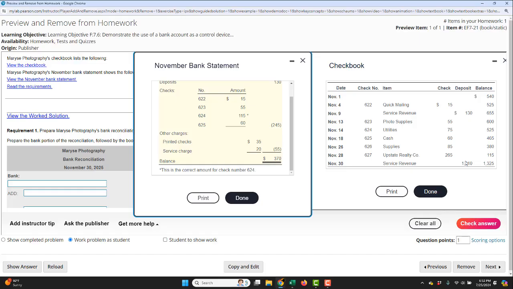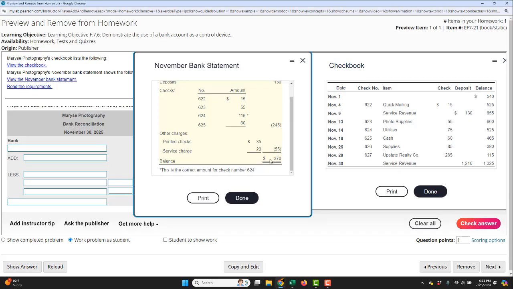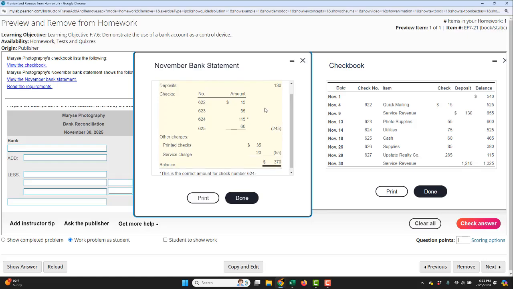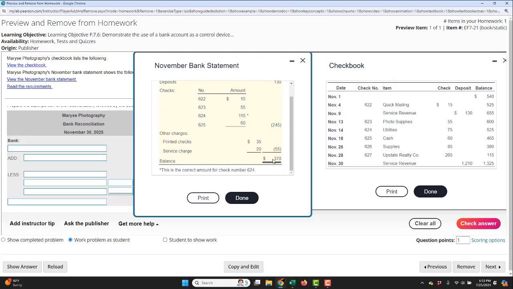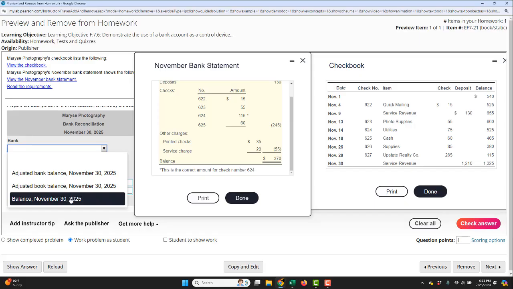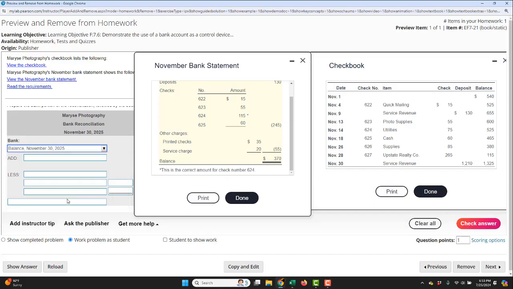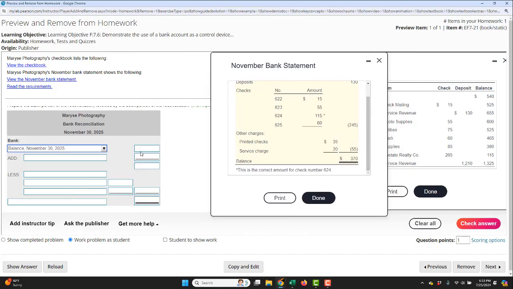So this 370 is not correct, and this 1325 is not correct. It's something else because, again, the checkbook is missing some things and the bank statement is missing some things. Okay, so again, this reconciliation is taking the ending balance of the bank statement and reconciling it with the ending balance of the checkbook. So we don't want to use this 540. This is the beginning balance of the month. We want to start with this ending balance of $370. So we're going to have a balance of $370.